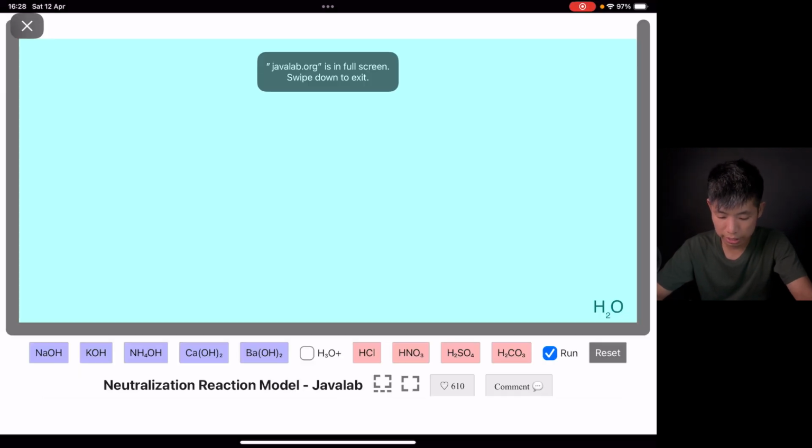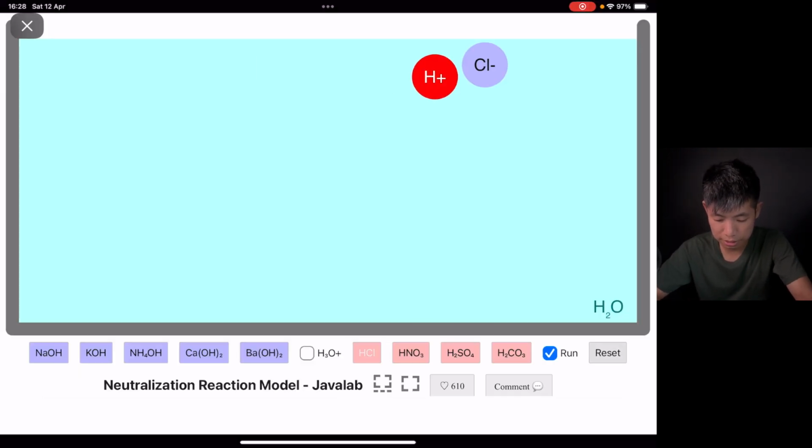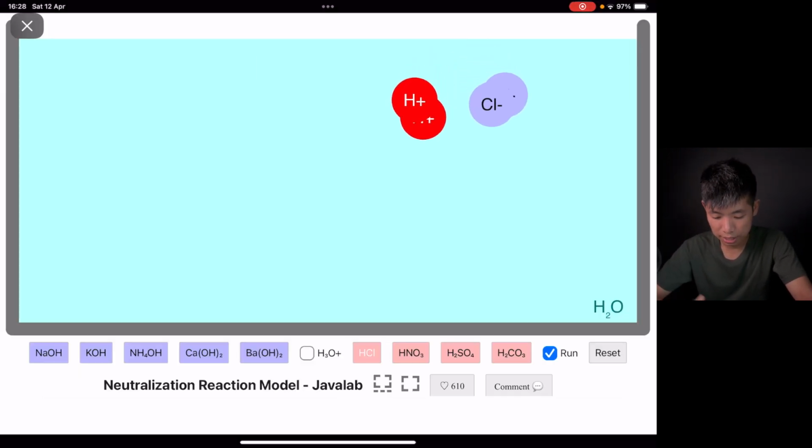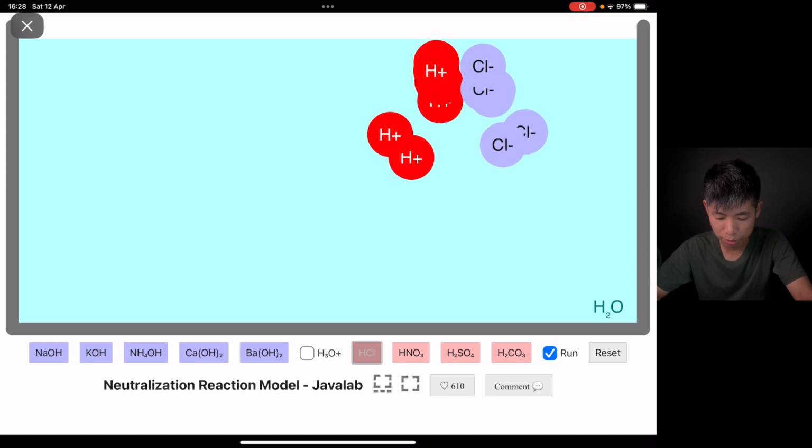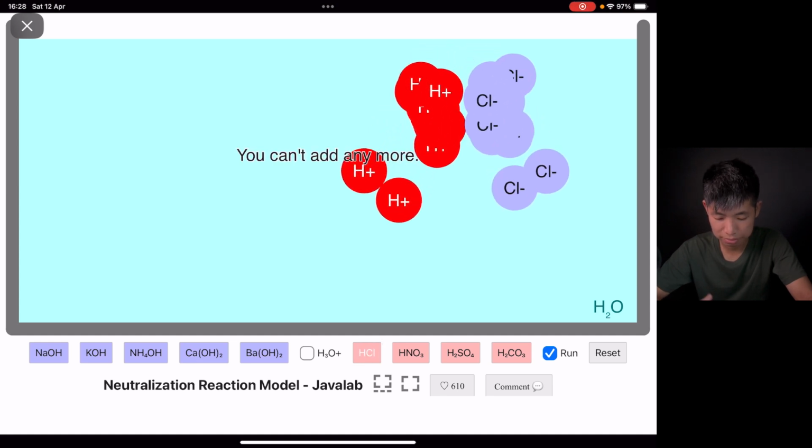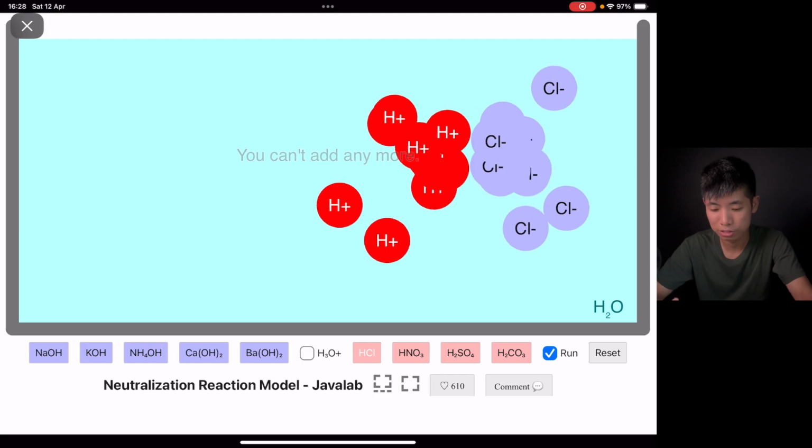We can take a look at this as another example. This is low concentration. High concentration basically means I'm just going to put a lot of it inside. So this is of a higher concentration.